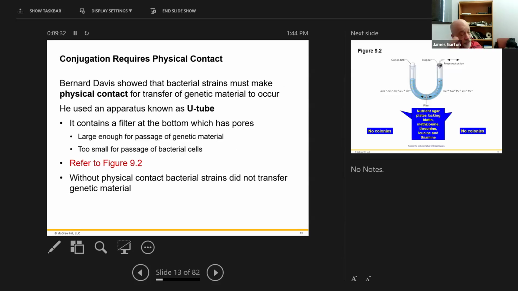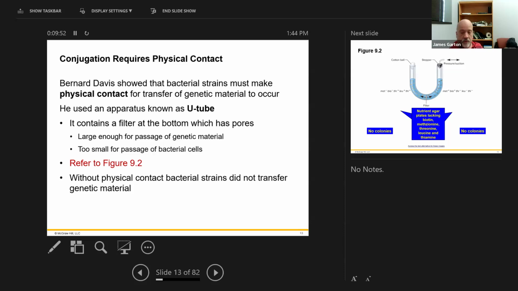And then a further experiment showed that this bacterial conjugation could not occur if you kept the bacteria in question from coming into physical contact with each other.